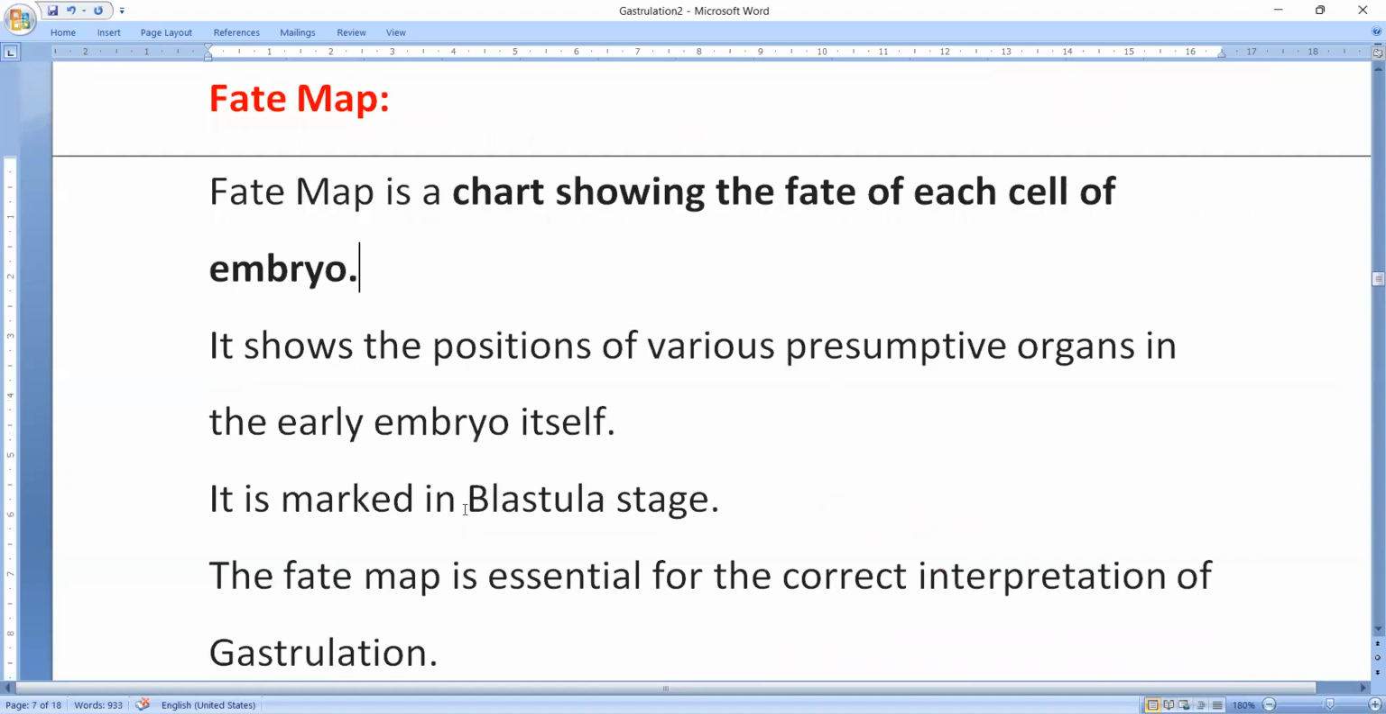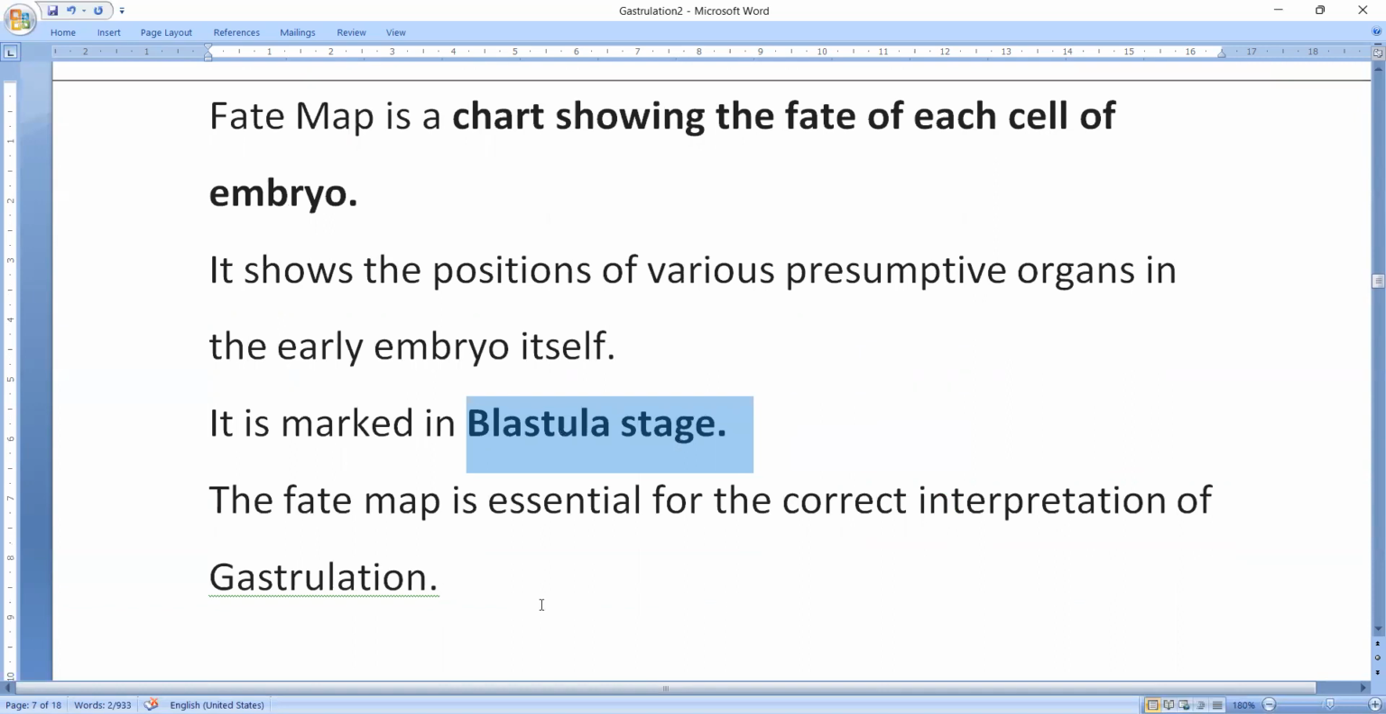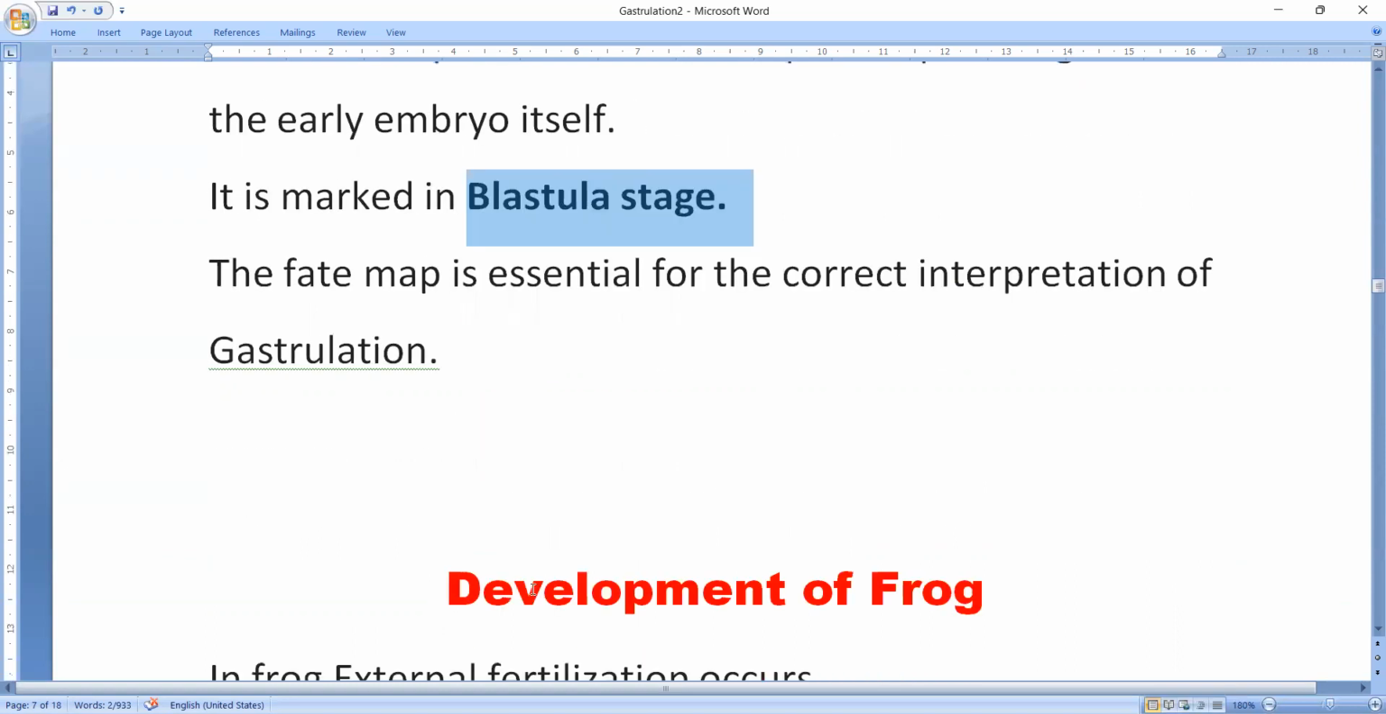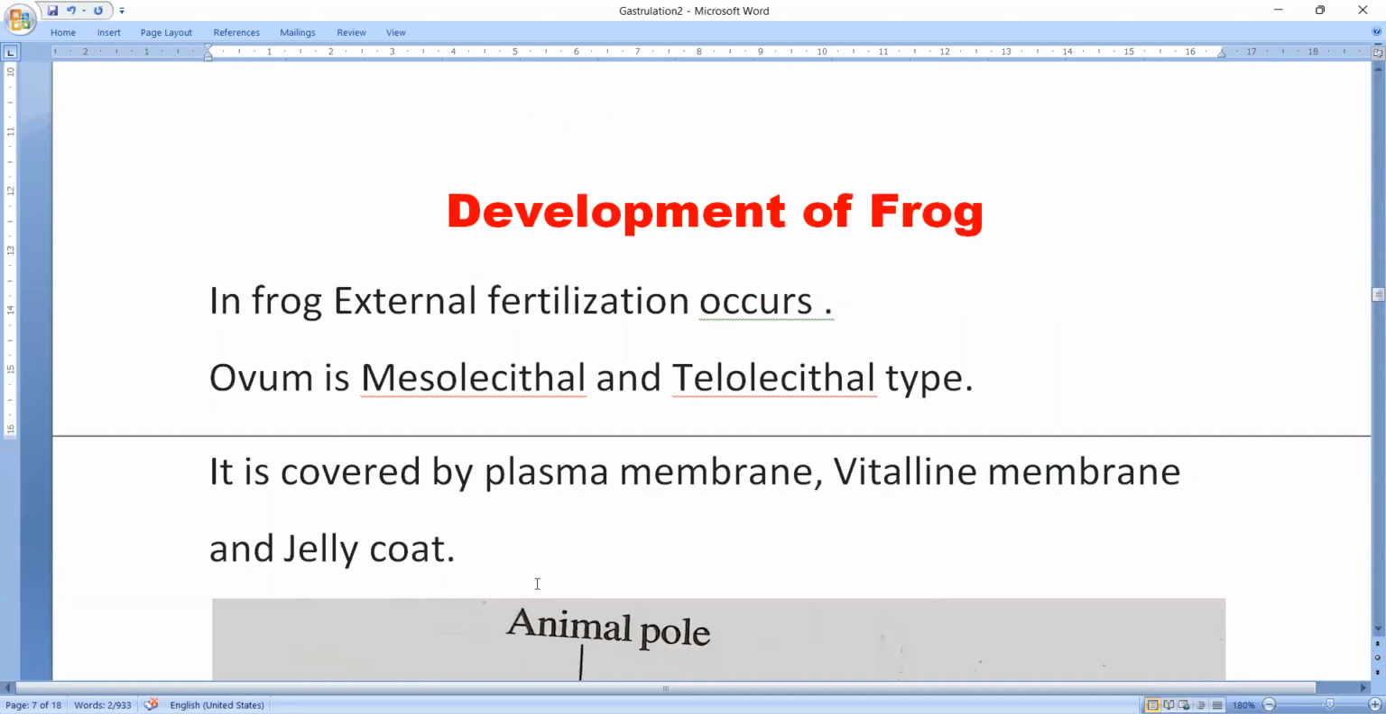Okay, so it is marked in blastula stage. Fate map అనేది జనరల్ గా బ్లాస్టులా స్టేజ్ లోనే మార్క్ చేస్తారు. The fate map is essential for the correct interpretation of gastrulation. So here, the development of frog.